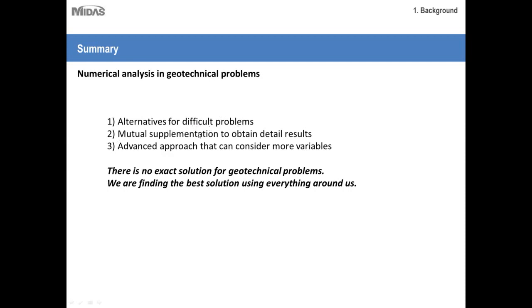It also provides mutual supplementation to obtain detailed results. Say you have a conventional project that you've analyzed with an analytical method. It always helps to have another method against which to measure your results, just to make sure that you calculated it correctly. So the numerical modeling method could be used to double check that, and also to check for certain things that you couldn't account for with the conventional methods. We'll discuss in more detail how these numerical methods can obtain other results in future sections of this presentation. And it also provides an advanced approach that can consider more variables.